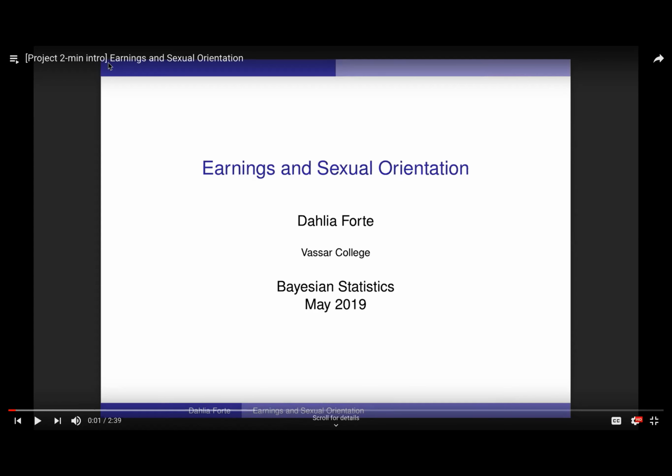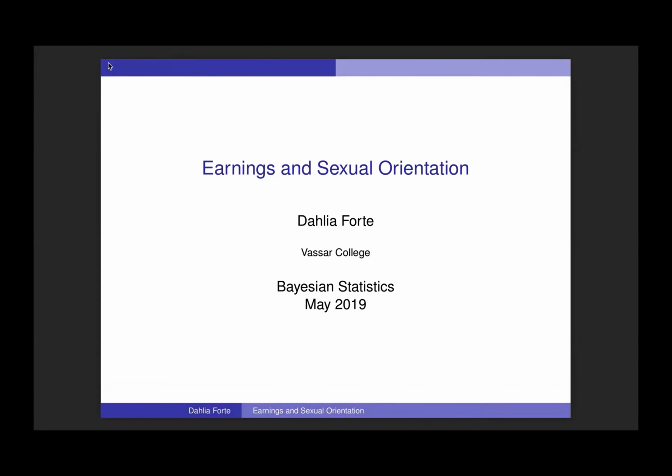And this one is from Dahlia. She did her project alone, and this one is more traditional in the sense that it tries to do a regression type of analysis. She went online to find different data sources. She had a research question first, then tried to find the appropriate data sets, and then looked at how Bayesian regression can help her explain and solve the research question, about income inequality among people with different sexual identities.